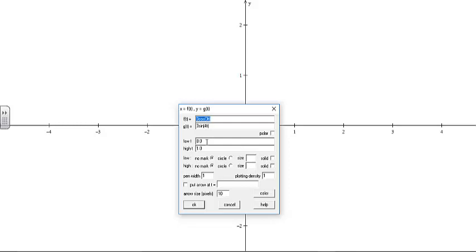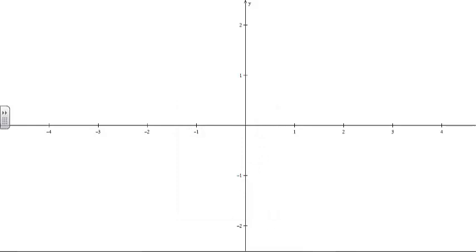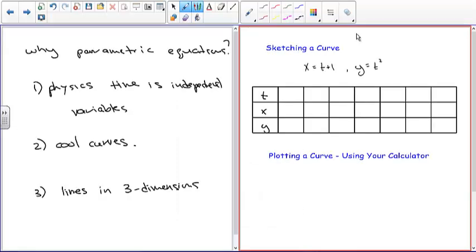It can't do 3 dimensions. It can do parametric equations, which we'll talk about in just a second. But you do have to put a little more work into figuring out parametric equations, and you really don't know sometimes what t values make the most sense.